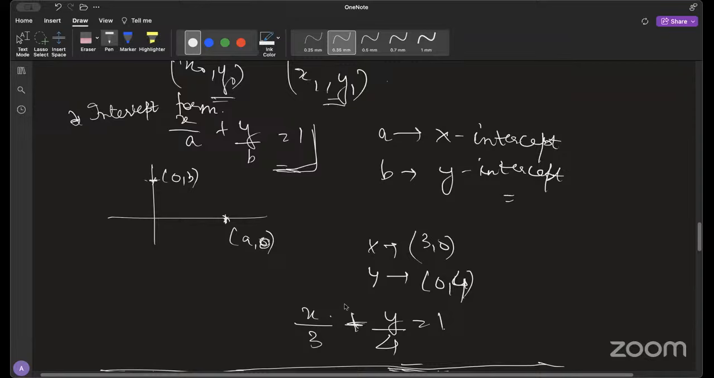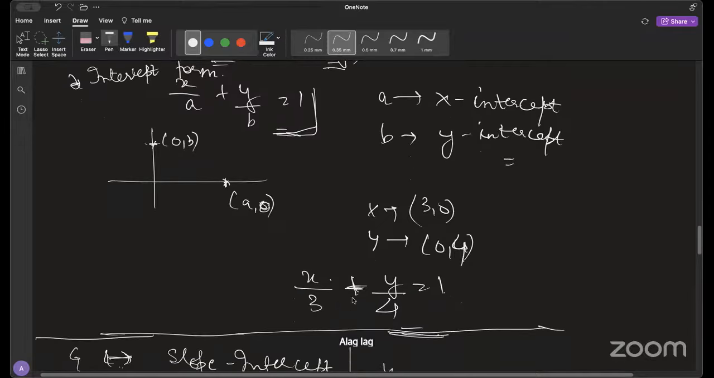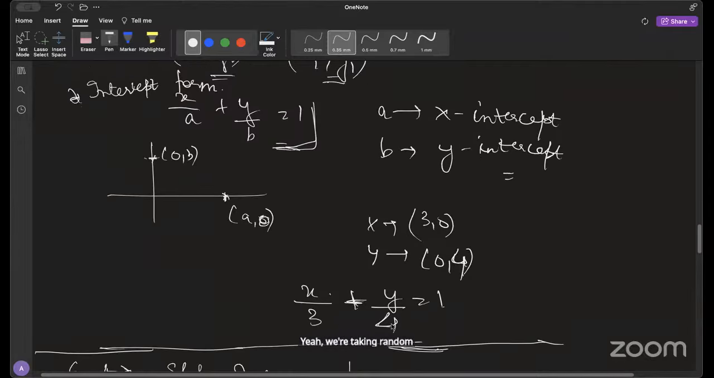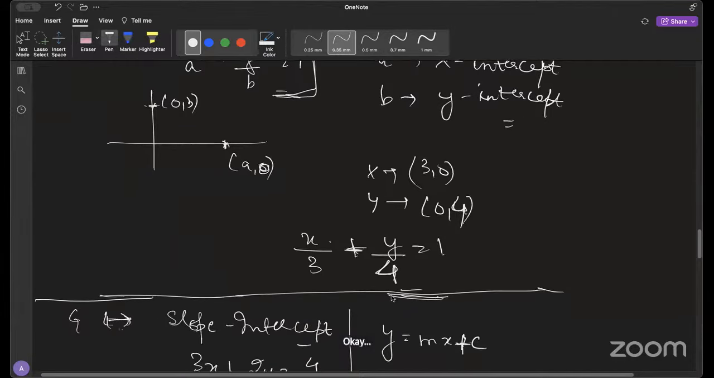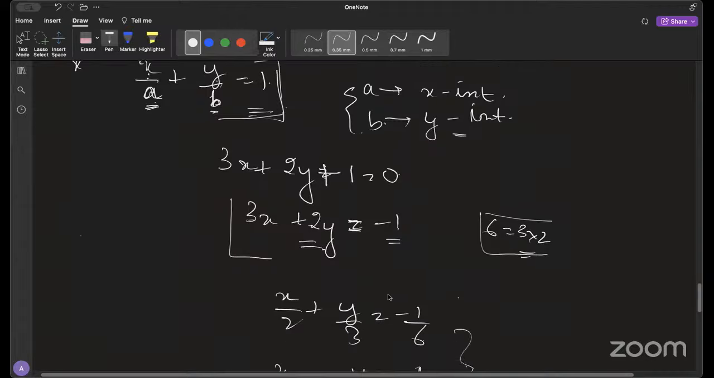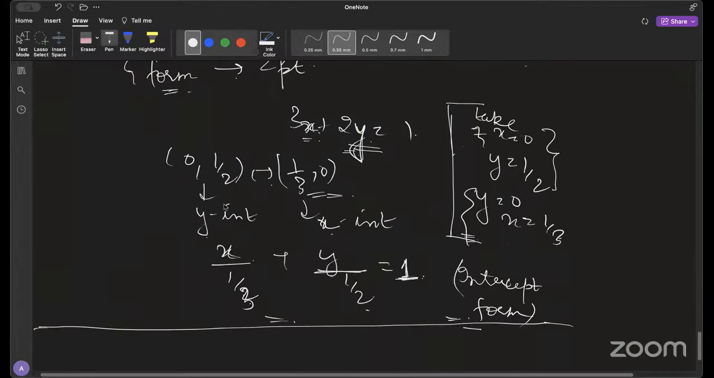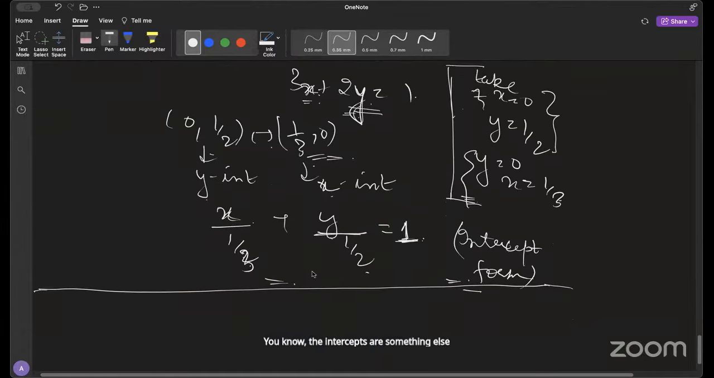Yeah, we're taking random examples. What's your question? Ma'am, the recent example is different from this one. I'm taking random examples. Here the intercepts are something else.